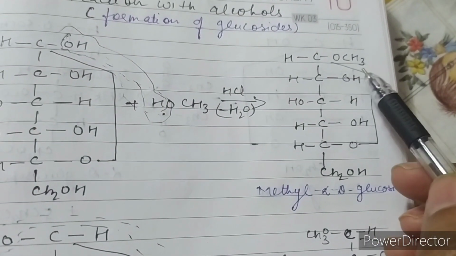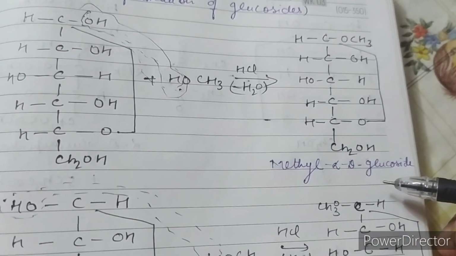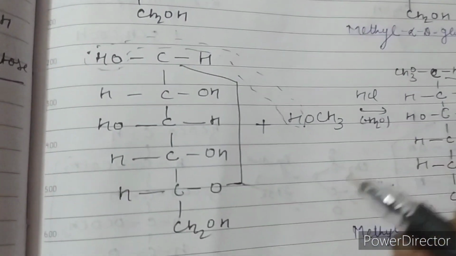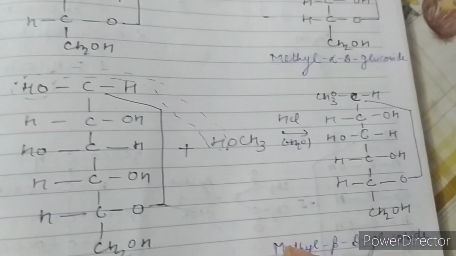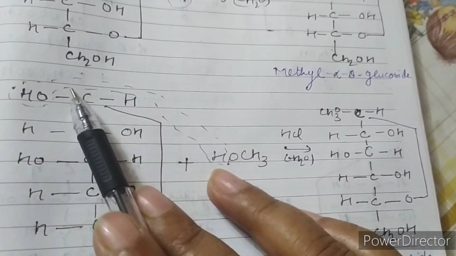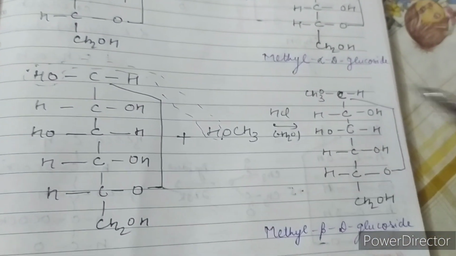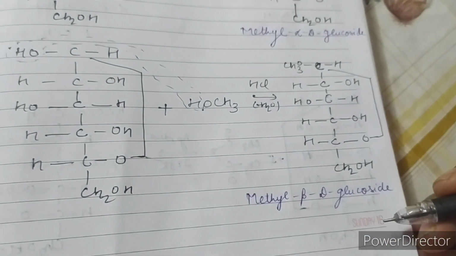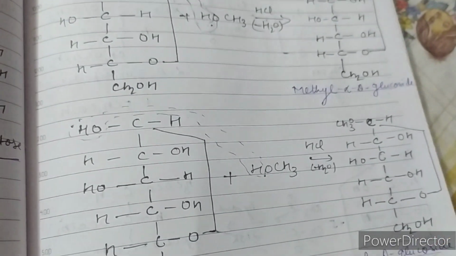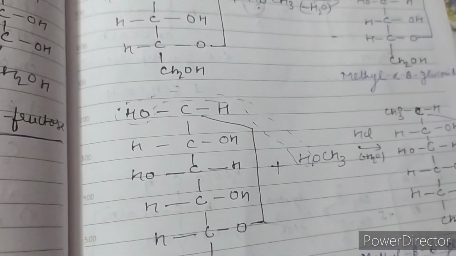The methyl group has been attached here. This OCH3 is attached on the first carbon atom. It will give methyl alpha D glucoside. And similarly with beta D glucose, again the same thing will happen, and the water molecule will be removed. Now OH will be taken from the other side, and this water molecule will be removed, and will give you methyl beta D glucoside. So a mixture of methyl alpha D and methyl beta D glucoside will be formed on reaction with alcohol.